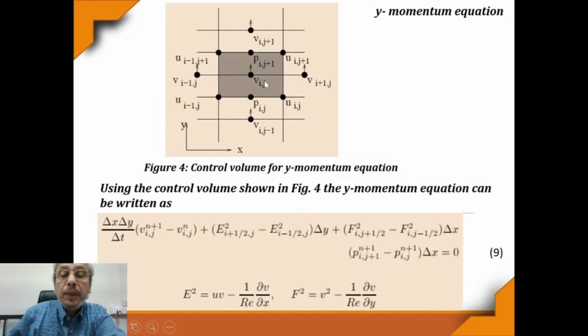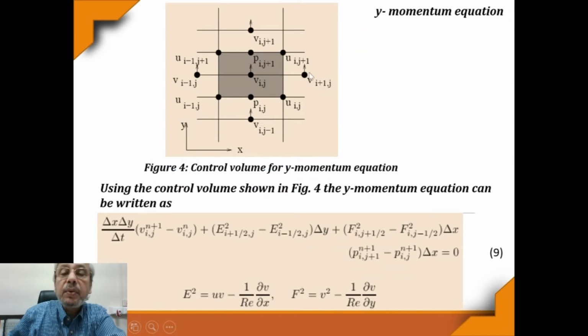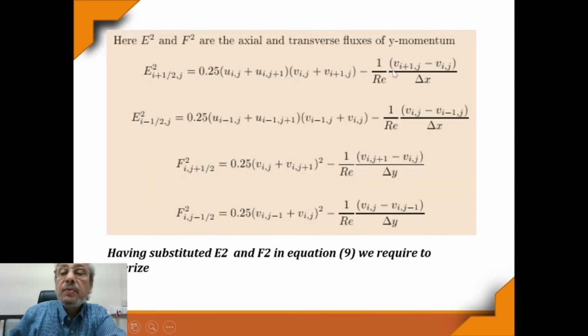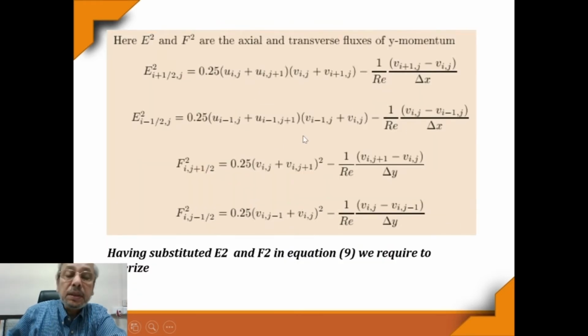Then we have 1 by Re del V del X. So this is 1 by Re times del V del X, here it is Vi plus 1j minus Vij by delta X. So similarly, this E2 quantity has to be found out the way we have done here. So I'm not repeating that, it is straightforward.